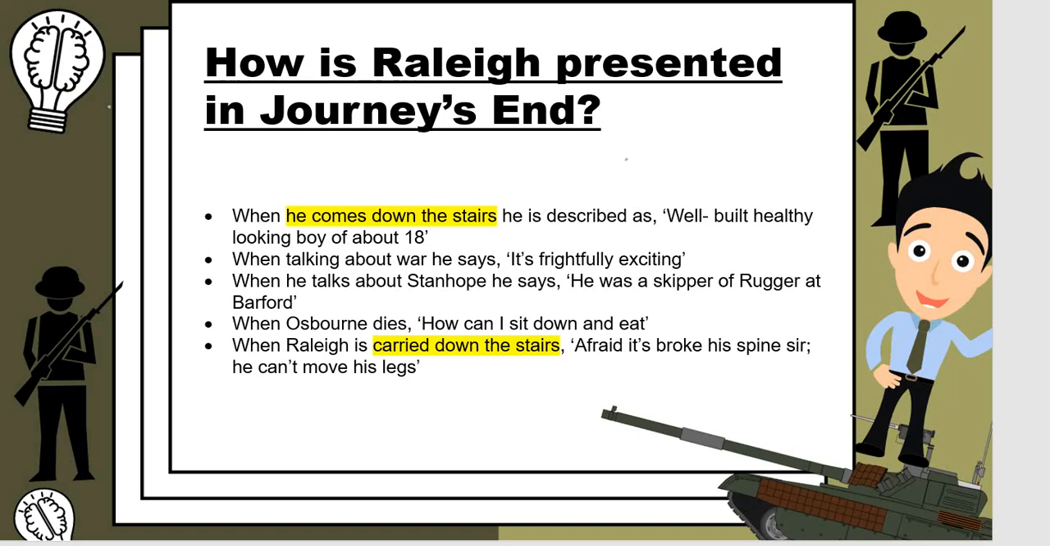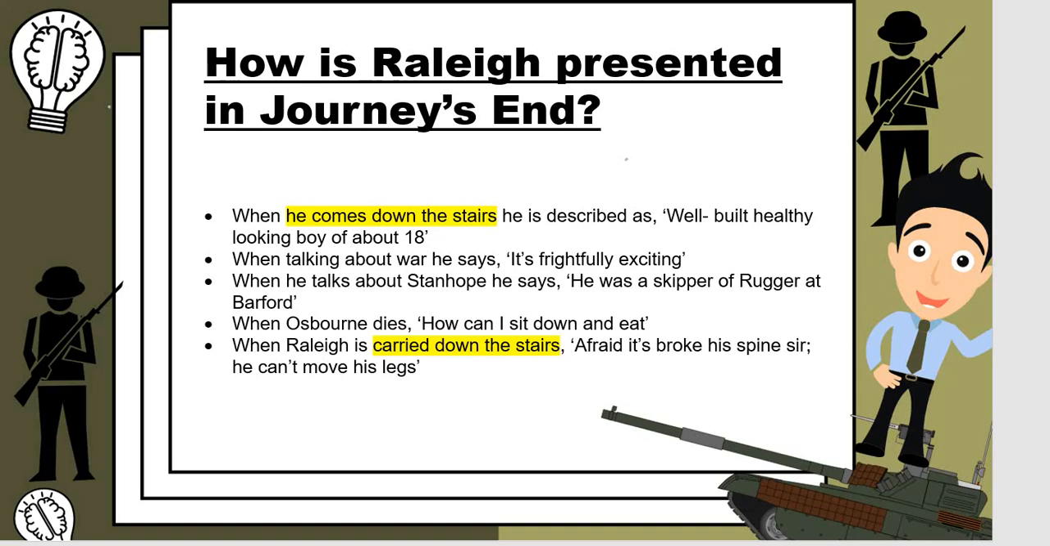Now, one way to look at a character, and if we know we're going to have to write an essay style question, look at the beginning, the middle and the end, the character's journey in the play. Now I've written 5 bullet points and I've pulled out 5 points in the story of Journey's End where we learn aspects of Raleigh's character.